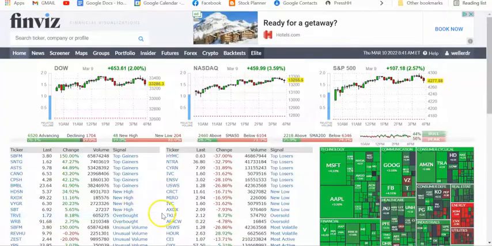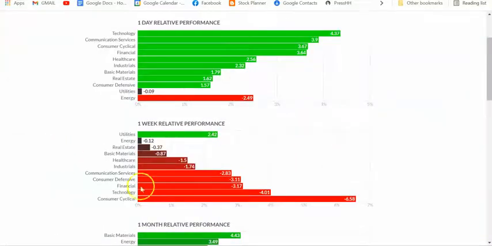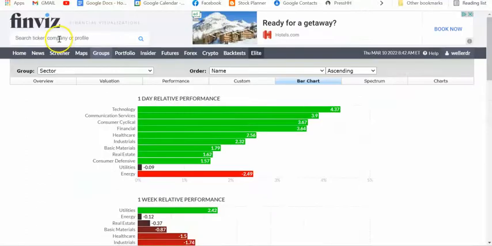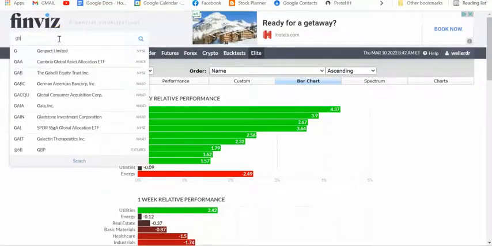The current condition is things looked a little better yesterday, including the financials. The financials were moved up from where they were a week ago. This is Finviz. It's free. Doing a search on Goldman Sachs.